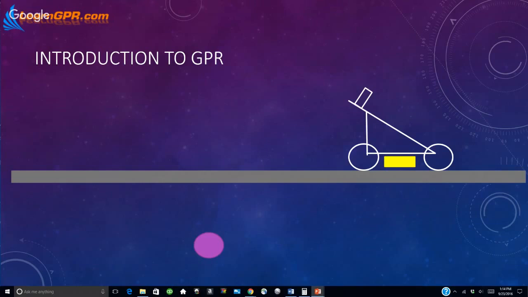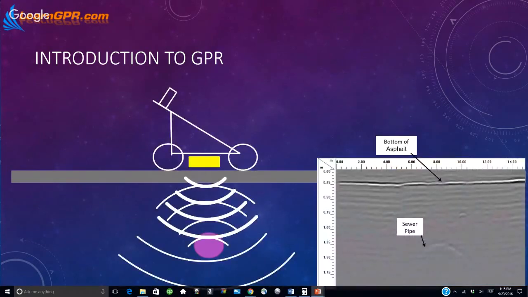This is a very simplified model. Let's say, for example, you have a sewer pipe here. That purple circle represents a sewer pipe. What would this look like in actual GPR data? Here's an example of GPR data that I collected, in very simplified conditions, where we were detecting a sewer pipe. What you see here is a reflection off of the bottom of the asphalt, since it was in a parking lot. Some of the energy continues down and then reflects off of that sewer pipe, giving that signature hyperbolic reflection.